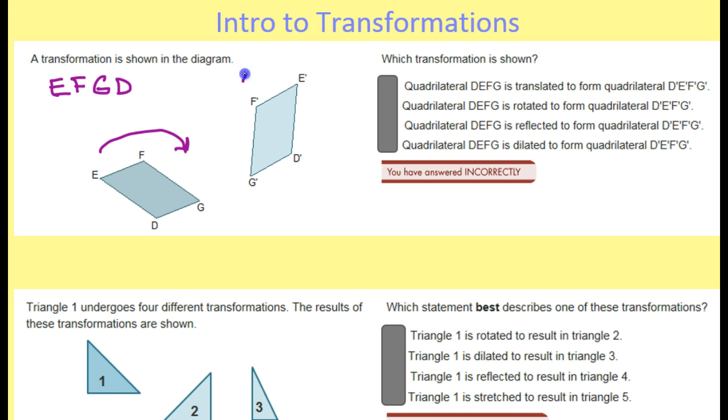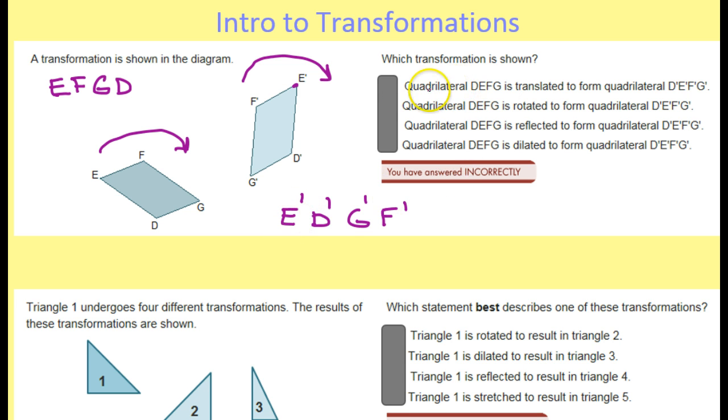Okay, I'm going clockwise. Now if I go clockwise around this shape, starting with the corresponding point E prime, I have E prime, but then I get to D prime, and then G prime, and then F prime. So even though I'm going in the same direction, clockwise, the order has changed. That's another signal to you that there has been a reflection. If the order of the letters change, there must have been a reflection.